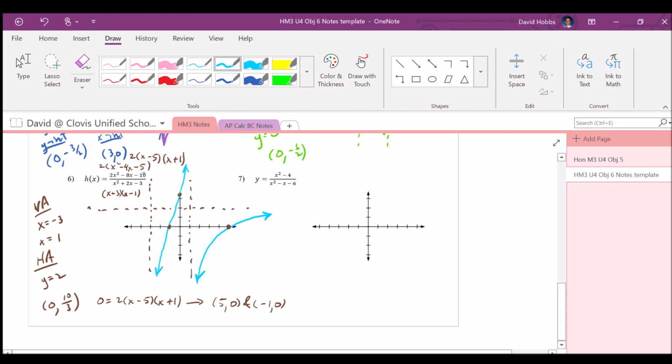And I know it's kind of crowded. Sorry, trying to save paper. Let's label the intercepts. This one's negative 1. This one was 10/3. And this is 5. And that's a full credit graph.